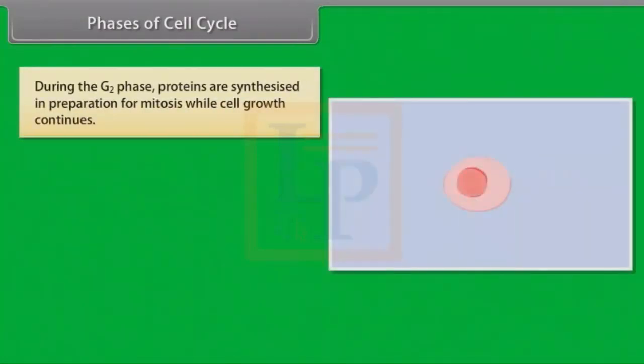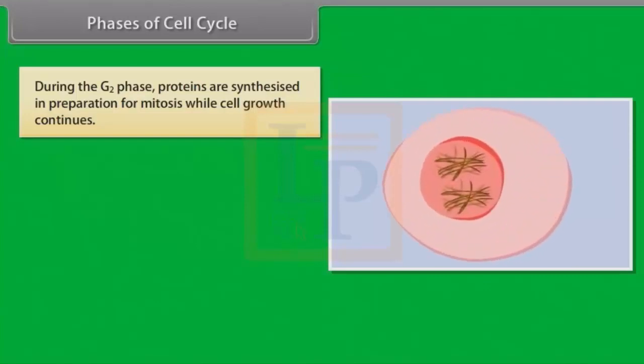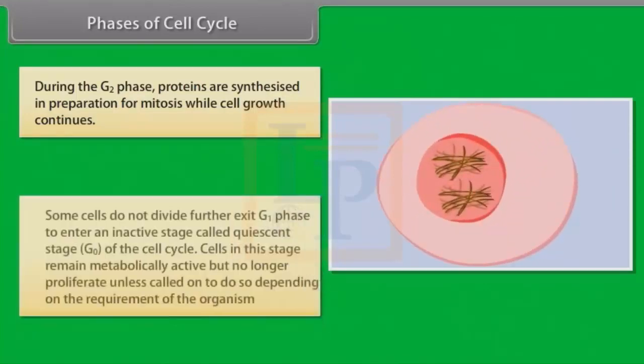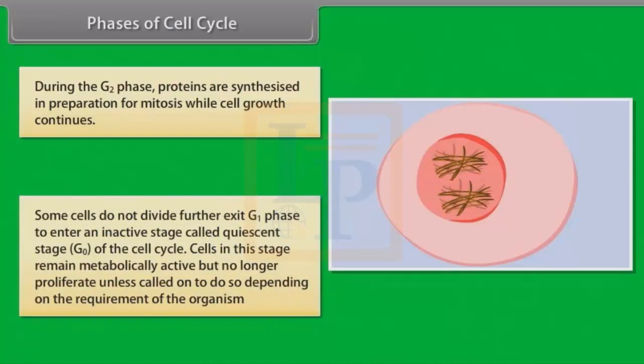During the G2 phase, proteins are synthesized in preparation for mitosis while cell growth continues. Some cells do not divide further, and exit G1 phase to enter an inactive stage called the quiescent stage, G0, of the cell cycle. Cells in this stage remain metabolically active but no longer proliferate unless called on to do so depending on the requirement of the organism.